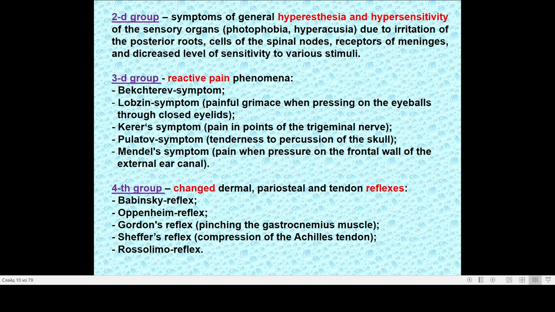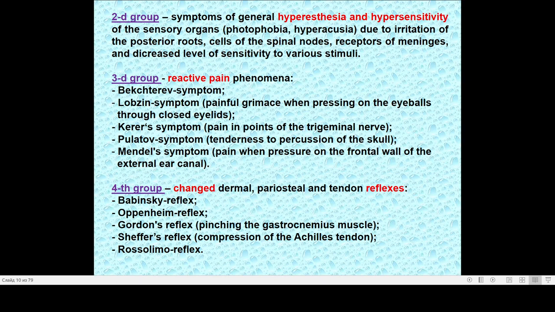When you make percussion of the scalp, the patient may feel strong pain. In Lobzin sign, the patient feels pain when you lightly press on the eyeballs. These are the reactive pain phenomena.